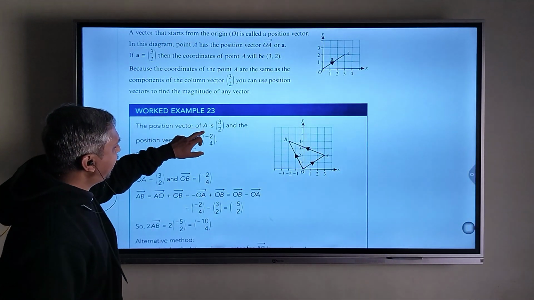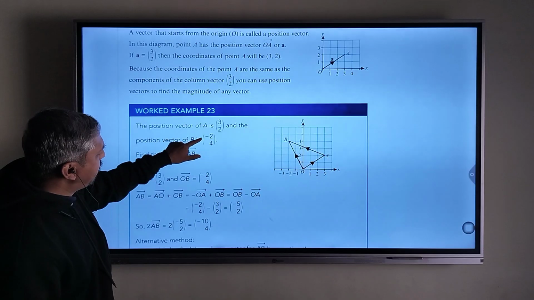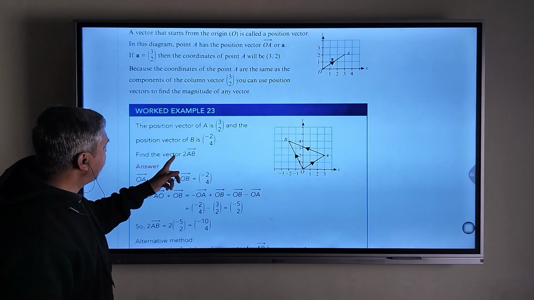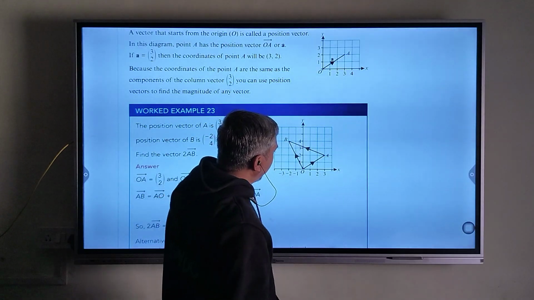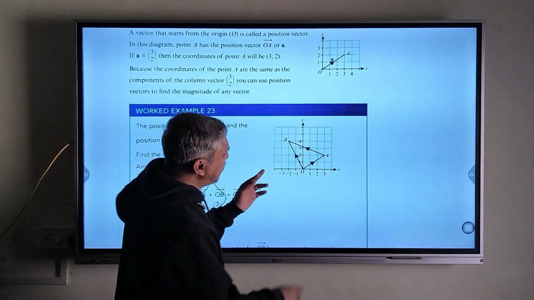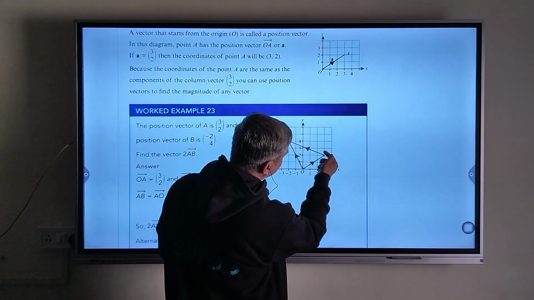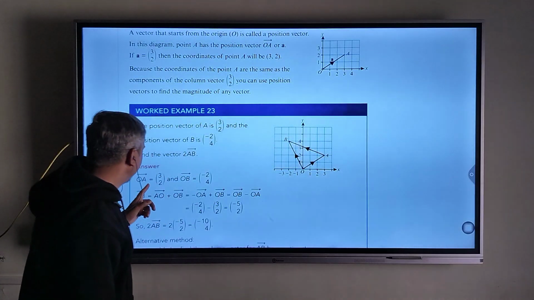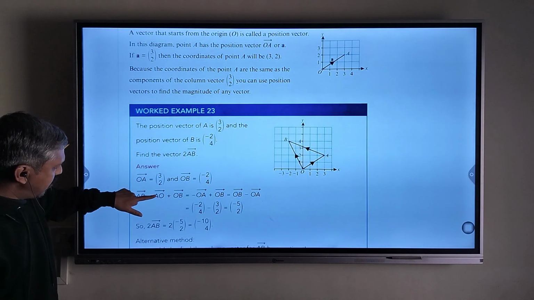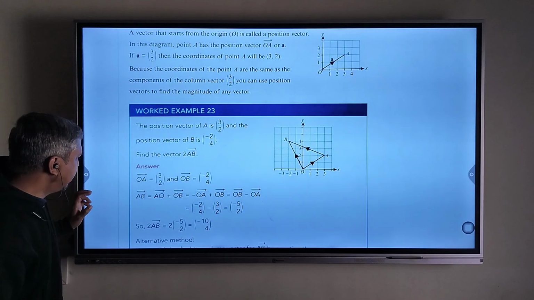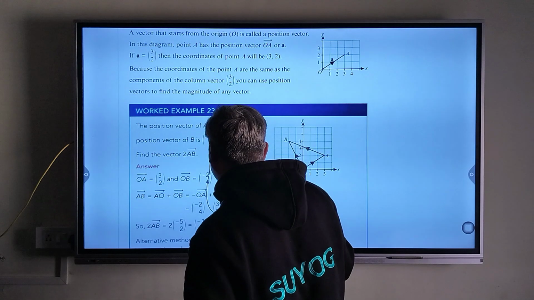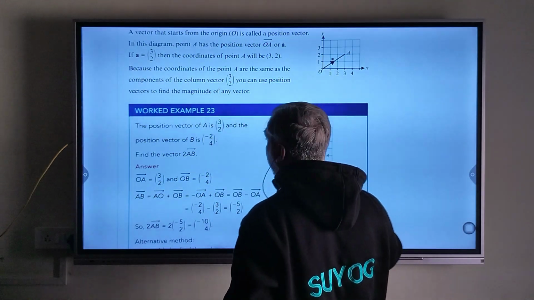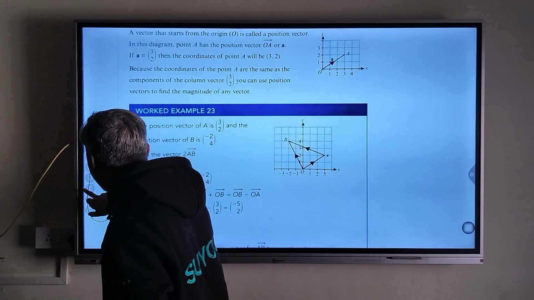The position vector of A is (3, 2). The position vector of B is (-2, 4). Find the vector twice of AB bar. First we'll find out AB bar. It is very simple. We can get that OA bar plus AB bar is equal to OB bar. Wait a minute, let's see this. I'll write this.